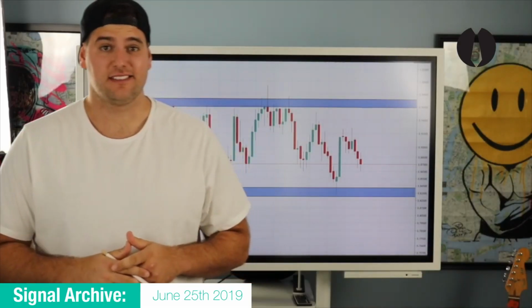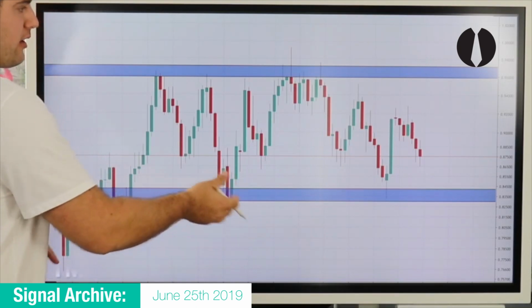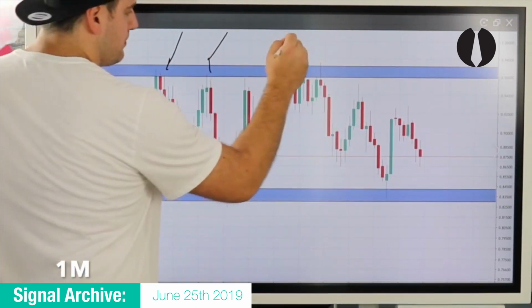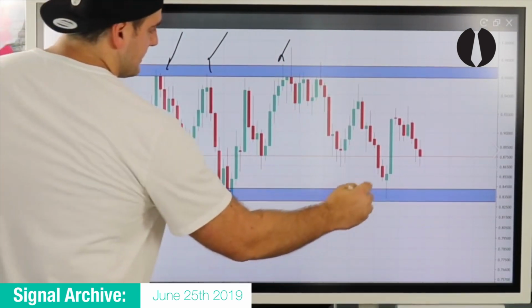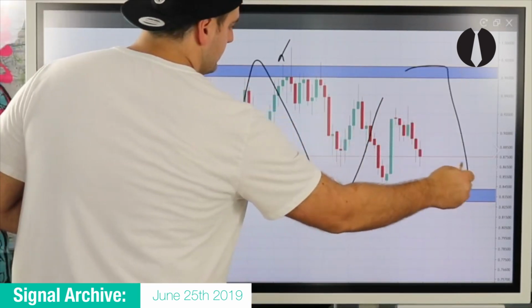Alright, our next analysis is on Kiwi.CAD starting on the monthly. Okay, we identified our monthly upper and our monthly lower zones. Sellers are protecting the upside, buyers are protecting the downside. This is what? A higher time frame consolidation. This is our field of play.